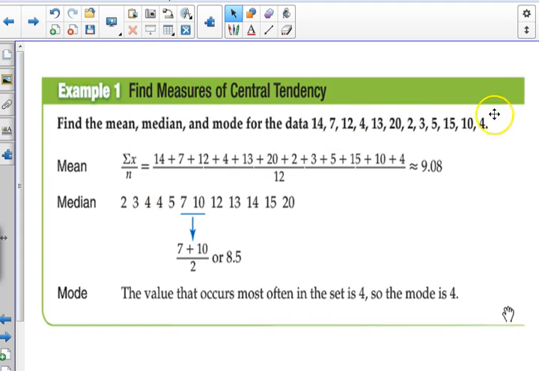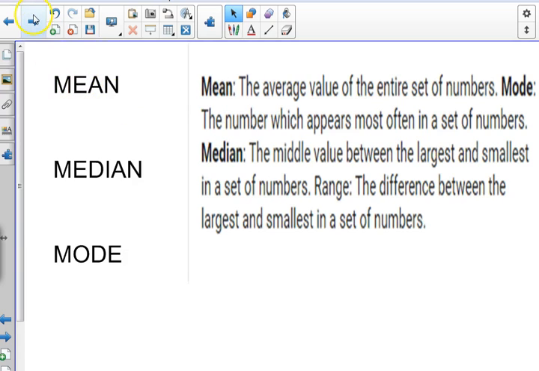Here's an example real quick. They added these numbers up. Then they divided by the fact that there were 12 entries and got 9.08. They put them in order. There were 12 entries, so they added the 6th and 7th term together and divided by 2. And the mode, 4 was the only thing repeated in this list, so the mode was 4. Your calculator can do all of that except find the mode for you. It can put the numbers in order for you, but it can't tell you the mode, I don't think. But all right, the definitions we went through.